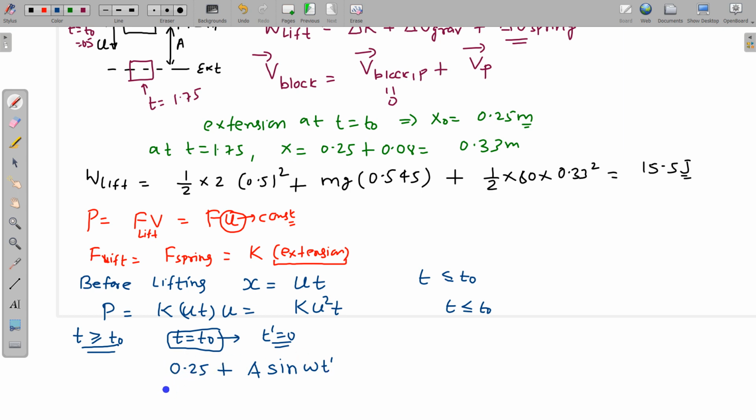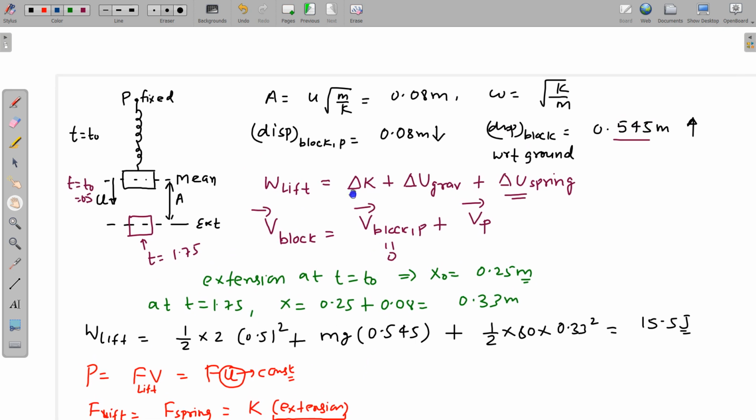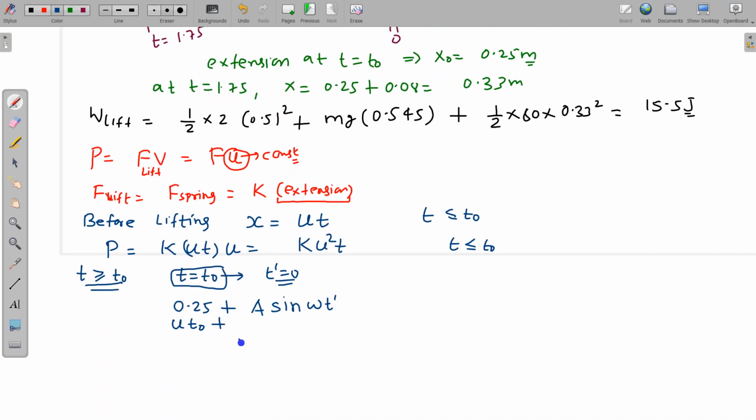For 0.25 you can replace it with u t naught. For a, if you need, you can replace it by 0.08 meter, or you can replace it by u under root m by k. I'm replacing it with u under root m by k. Then sin omega, where omega you can write as root k by m. For t dash you can convert it in terms of t also. So what is this t? For t greater than t naught, we can write t as t naught plus t dash. So t dash is equal to t minus t naught. You can replace t dash by this, so I can write t minus t naught. So this is going to be the extension at this particular instant.